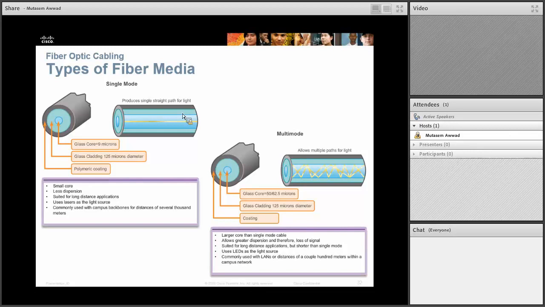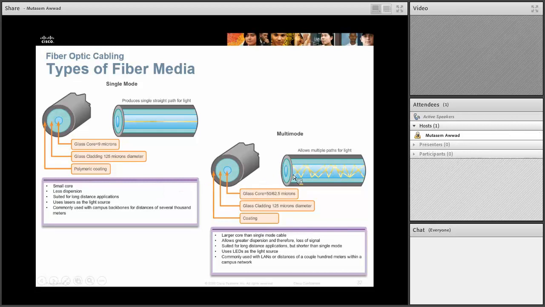Single mode is used because of the distance that it can cover, up to 100, 110 kilometers or even more, before it needs to be repeated. It's used for voice a lot. It can be used for data. It has a small core. It uses lasers as the transmitters. And it's not too bad, but when you want to get high bandwidth, you want to use the multi-mode.